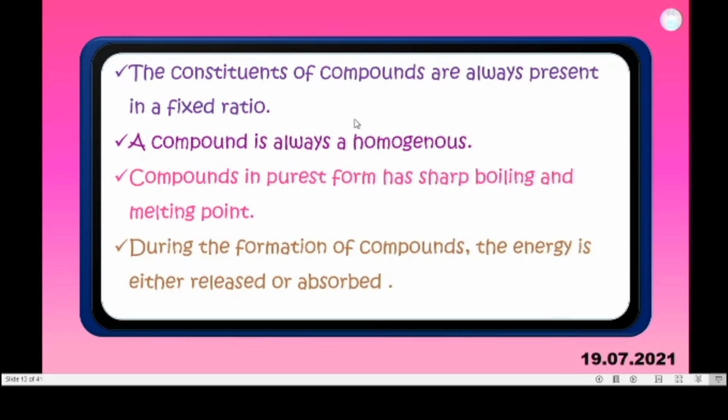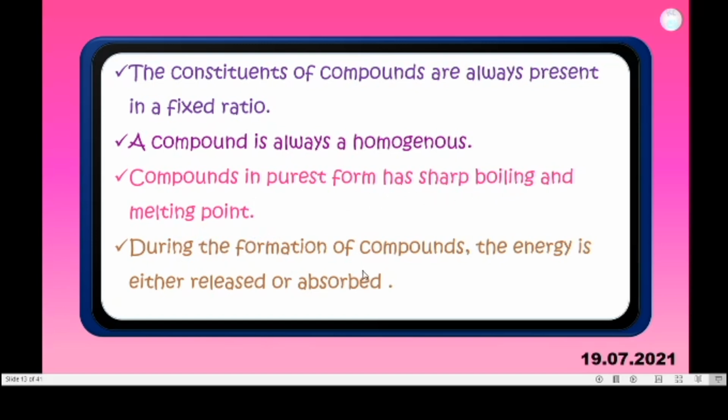The constituents of compounds are always present in a fixed ratio, like 2:1 or 1:1. A compound is always homogeneous. Homogeneous means the particles cannot be separated physically. And compounds in their purest form have a sharp boiling and melting point.